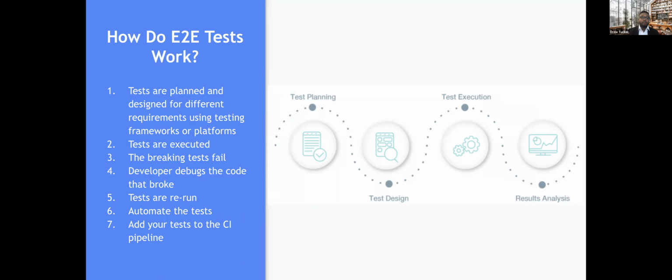So there are 7 major steps to how these tests actually begin to work. The first is that tests are planned and designed for different requirements using testing frameworks or platforms. The tests are then executed, and we see if the tests break or fail. The developer, if it does break, debugs the code that actually broke. The tests are then rerun, and if successful, the tests become automated and directly implemented into the CI pipeline.